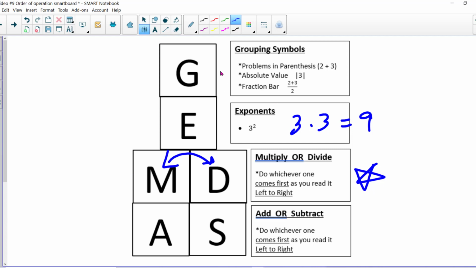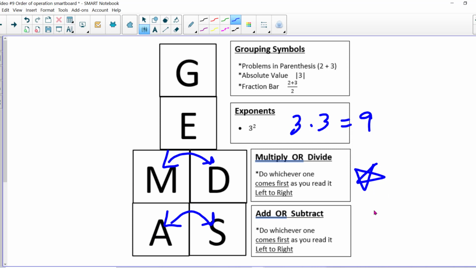All right, so once you've done all the grouping symbols, then you do all the exponents. Then you solve multiplication or division, whichever comes first from left to right. Last but not least, you would be left with adding or subtracting. Same rule applies as the multiply and divide. You do whichever one comes first as you're reading the problem from left to right. So again, multiplication and division are interchangeable. You do not necessarily do addition first if it doesn't come first before subtraction, okay?